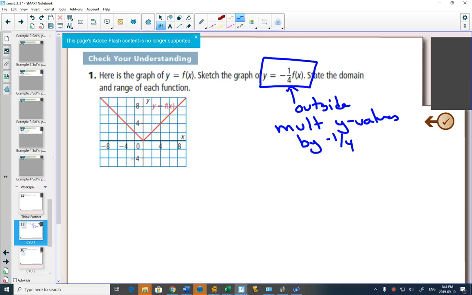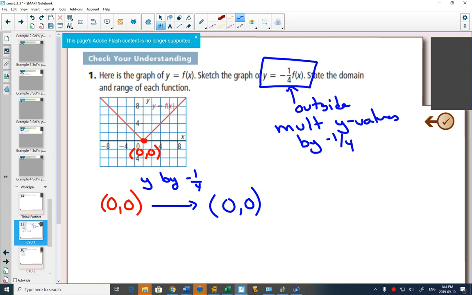One of the points that I'm going to choose for sure, on an absolute value, is that pointy point. It's not really a vertex, but it's kind of like a vertex. That's a very important point for this graph. We want to know where that point goes. Well, that point is 0, 0. If I took 0, 0, I drew my arrow and I said I want to multiply my y values by -1/4, it's still going to be 0, 0. 0 times -1/4 is still 0.